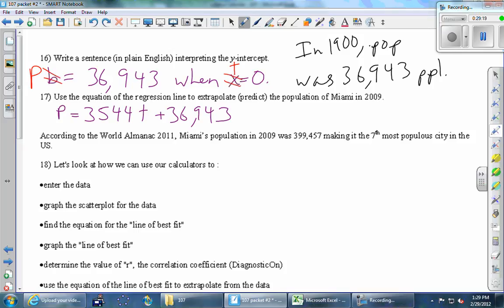2009 is the year, but remember T was since 1900. How many years has it been since 1900? 109. Be really, really careful that you don't just naively plug this in as 2009, because you will be predicting the population in the year 3,909, which is not what we're after. Okay, so we got 3544 times this 109 plus the other number. So somebody with a calculator, can we crunch this through?